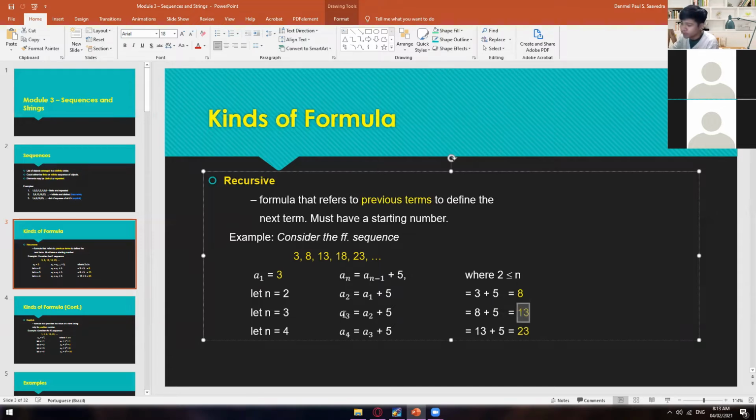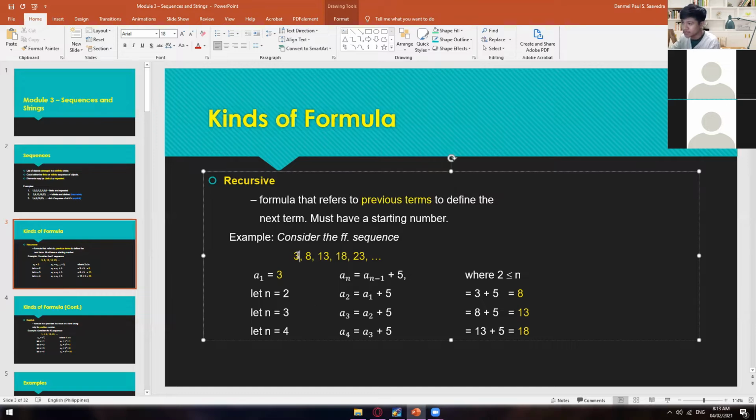Again, for you to be able to know the a sub 4, you have to know the value of a sub 3. So a sub 3 is 13. So 13 plus 5 is equal to 18. Sorry, why is this 23? It's 18. So that's the correction, and I'll just update this one later on. So 13 plus 5 is 18, and so on and so forth.